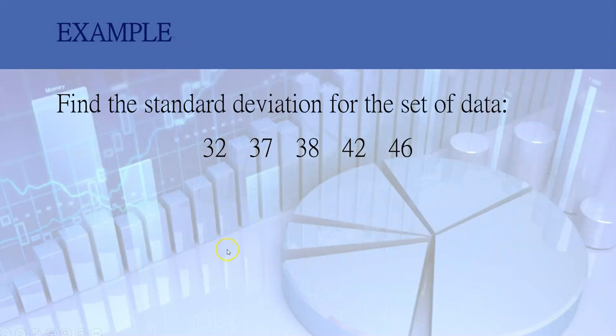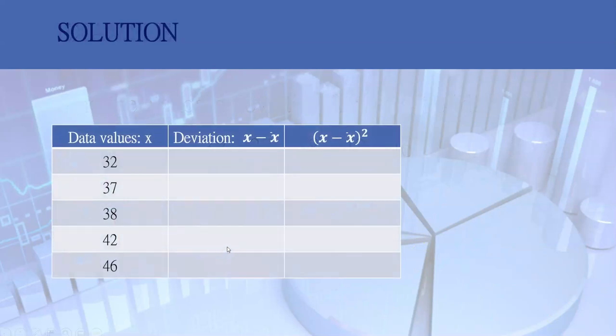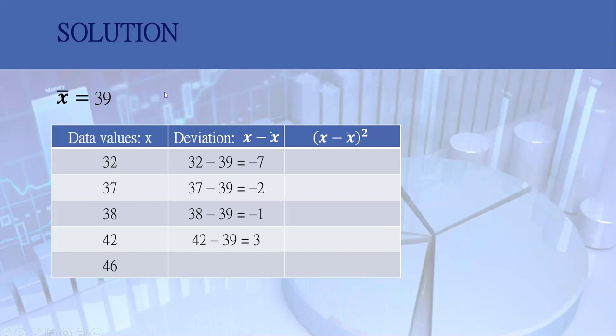So here's another set. First, we're going to put them in a table. And then we're going to calculate the standard deviation by first finding the mean. So I'm going to add up all of these and divide by 5 again. That gives me the mean of 39. Now I'm going to subtract each of these minus the mean. So 32 minus 39, 37 minus 39, 38 minus 39, 42 minus 39, and 46 minus 39.